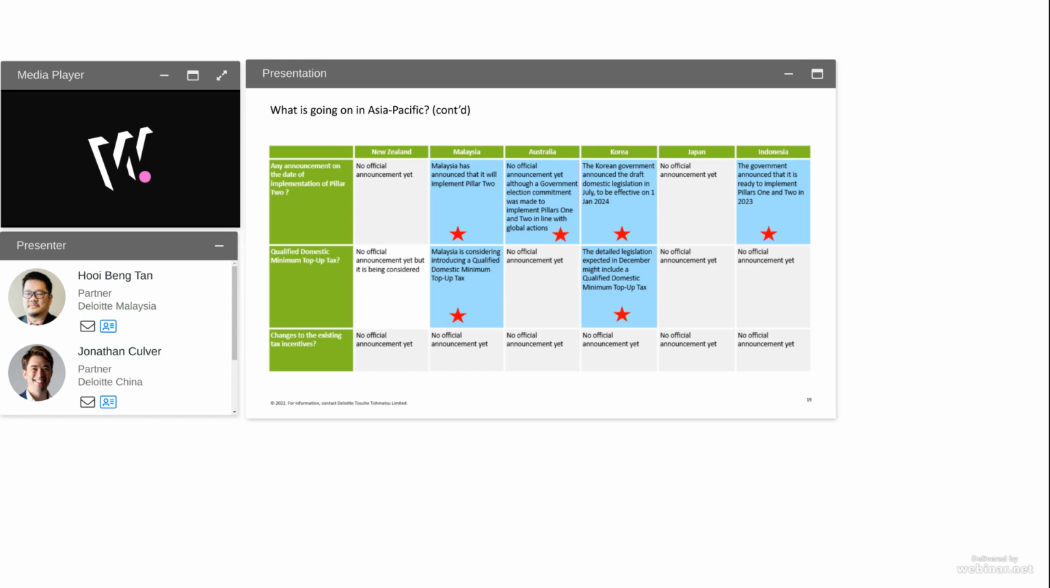It's not an official announcement, but there's certainly an expectation that Australia will follow the pack in respect of the Pillar 2 rules, but we're yet to have any formal announcements around the date of implementation, Hui Beng. Thank you, Amelia. That's helpful.